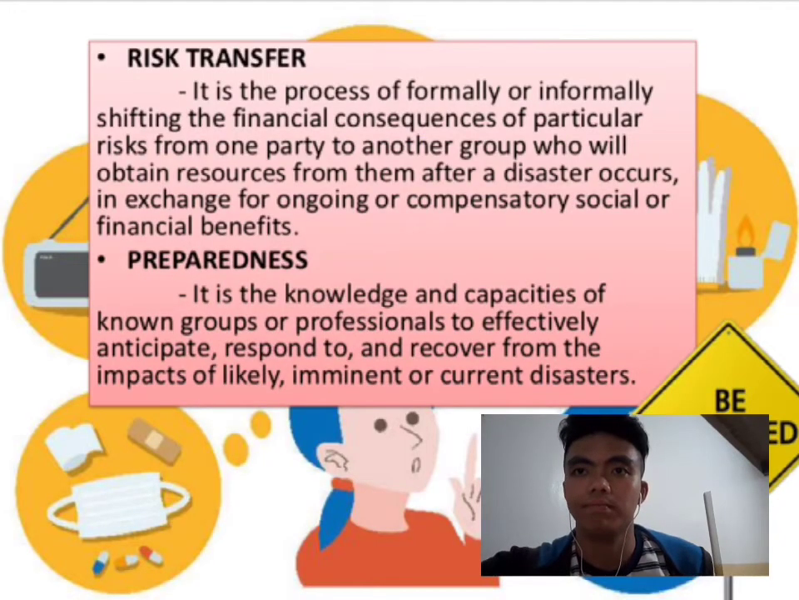Risk transfer. It is the process of formally or informally shifting the financial consequences of particular risk from one party to another group who will obtain resources from them after a disaster occurs, in exchange for ongoing or compensatory social or financial benefits. Preparedness. It is the knowledge and capacities of known groups or professionals to effectively anticipate, respond to, and recover from the impacts of likely imminent or current disasters.